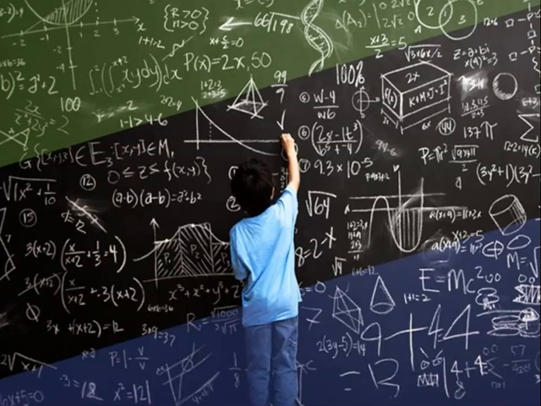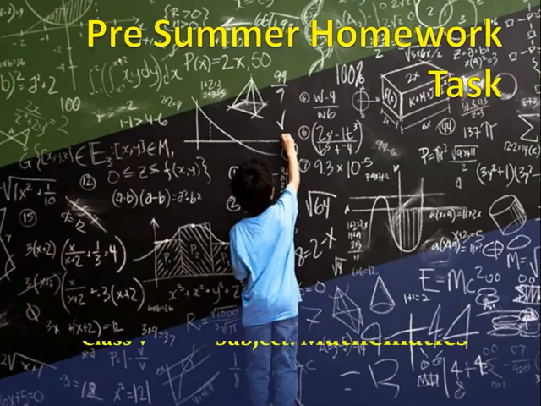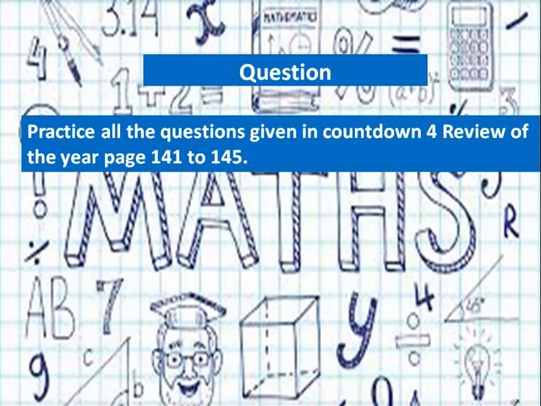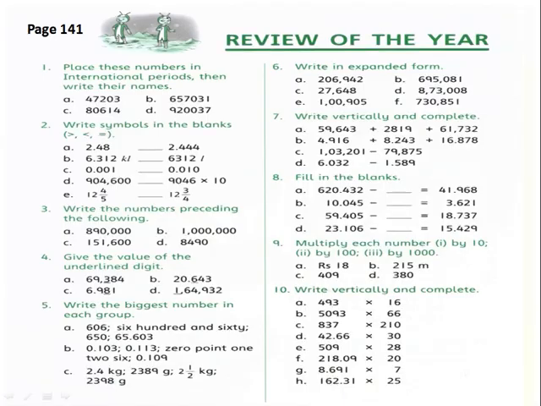Today I am going to discuss the pre-summer homework task of Maths grade 5. Let's see the question. Practice all the questions given in Countdown Book 4 Review of the Year, pages 141 to 145. Yes, 146 has also been included, but don't do page 146. Okay, this is part 1 video.